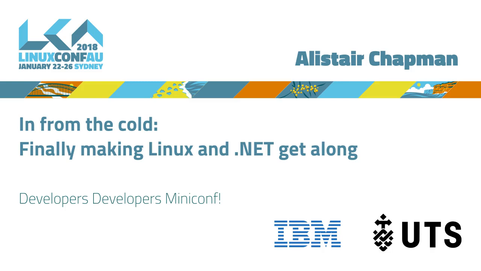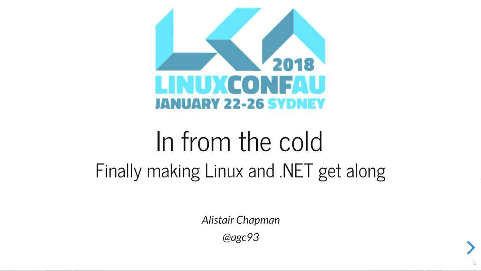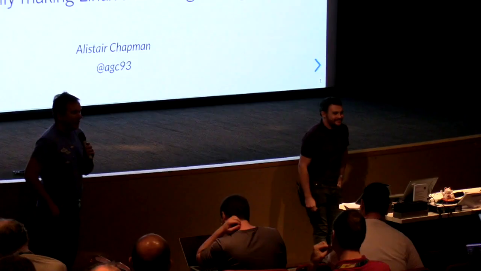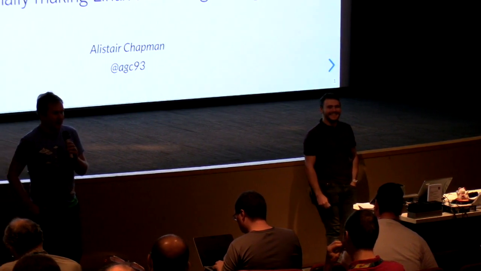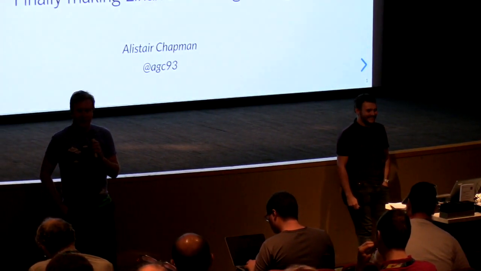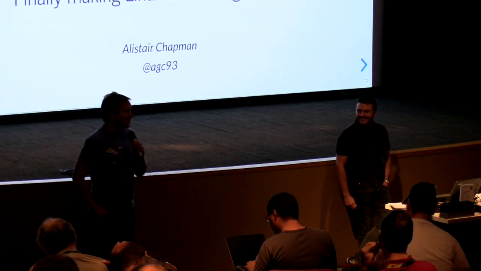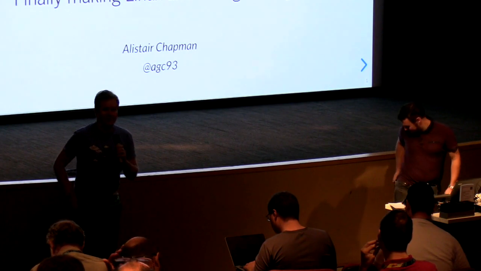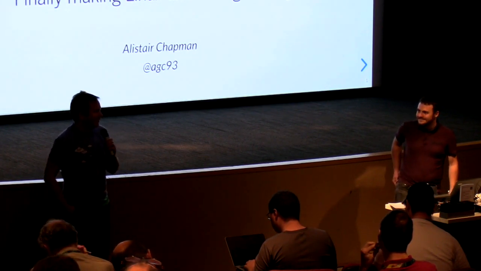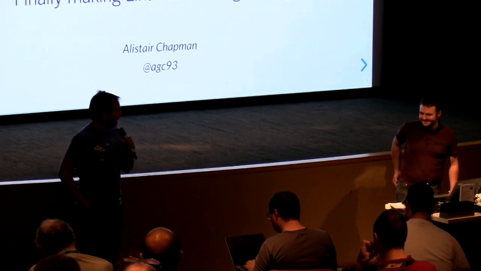I was reflecting earlier, I've been coming to linux.conf.au since 2008, and I've been reflecting on things that have changed a bit since that conference in the open source world. And one of the things I don't think I would have ever imagined back then was actual .NET running on Linux. I'm reliably informed that that is now actually a thing. And our next presenter, Alistair Chapman, is going to tell us about how that's a thing and how it works and how you can use .NET on Linux. Please make him welcome.